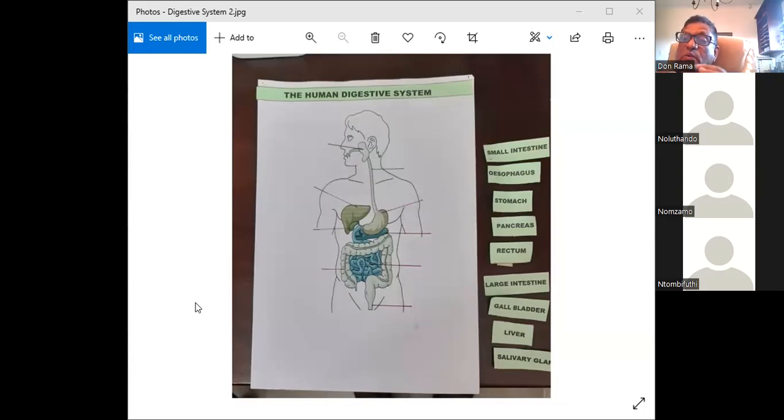That is how we use the interactive chart in the classroom. And that is why we call it interactive, because you are interacting with the chart, the learners are interacting with the chart as well. And at the same time, they are learning the organs of the human digestive system, and they're going to also learn the functions of the human digestive system. So this is how we use an interactive chart.